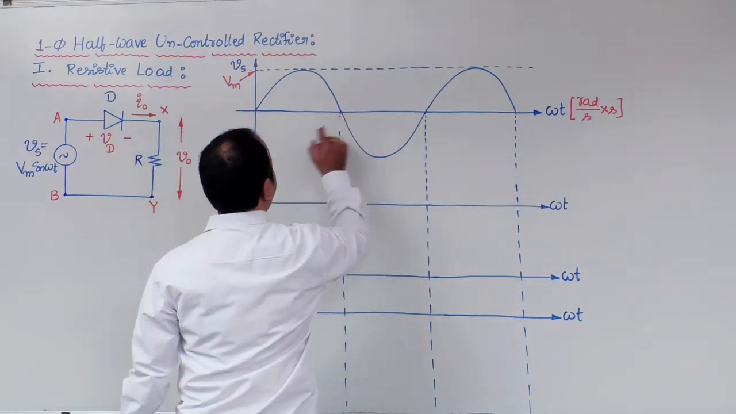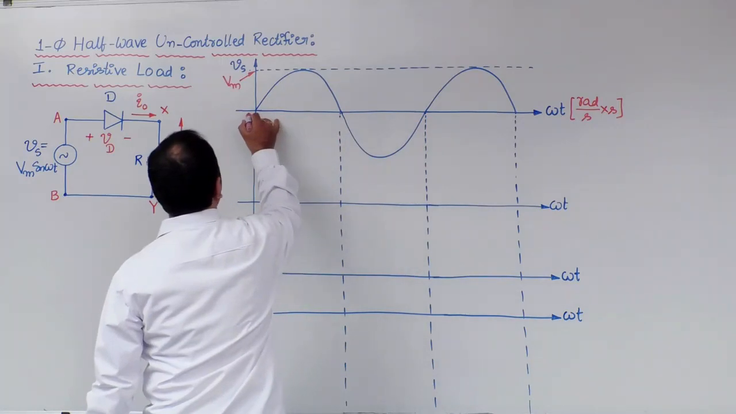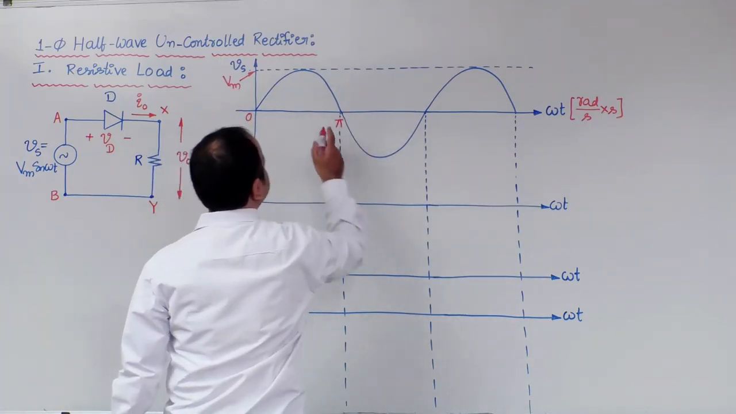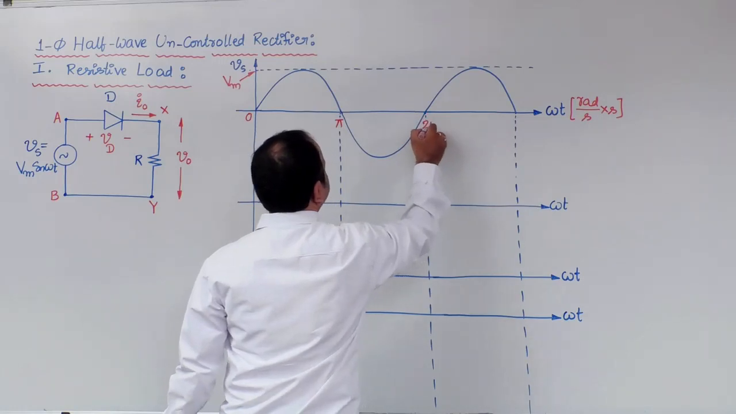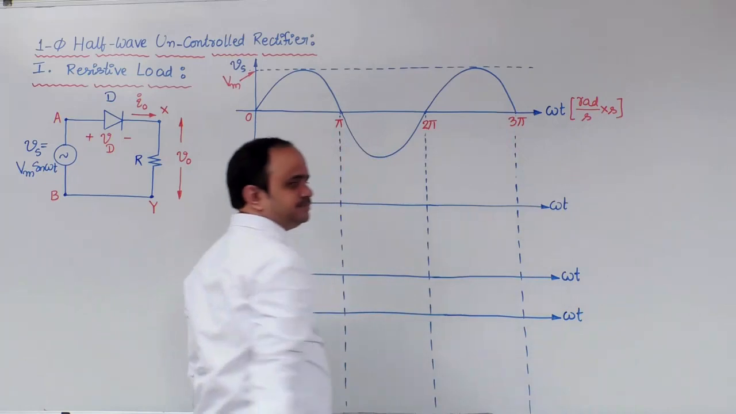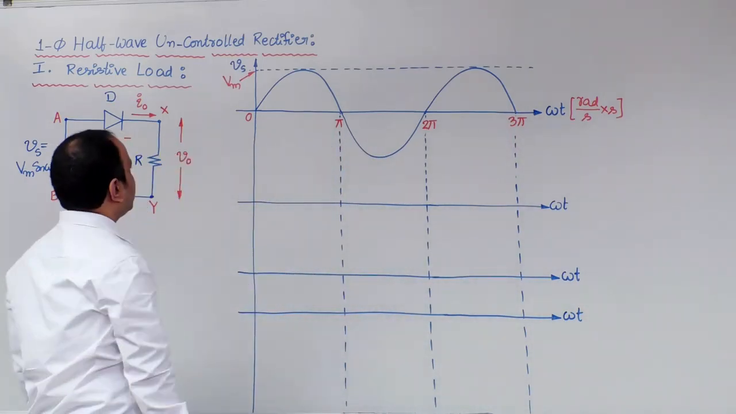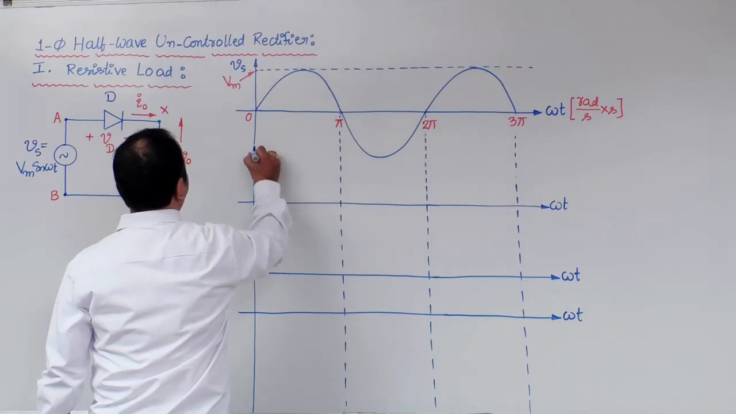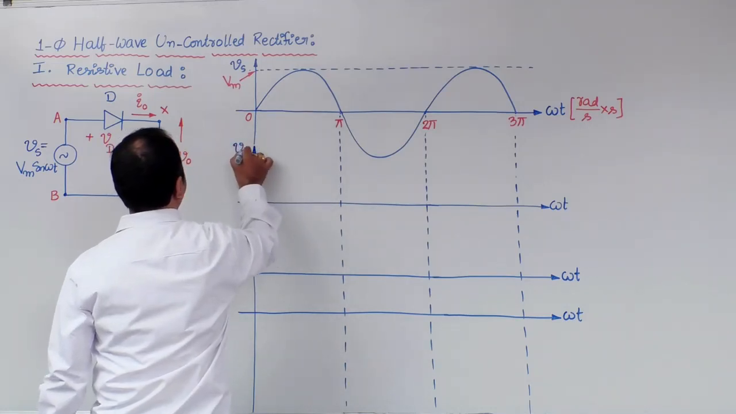Then we will get units for the x-axis in radians. Therefore, this is 0, this is pi, this is 2 pi, and this is 3 pi. Okay. Now the first waveform, of course, anyhow, source voltage is just for reference.